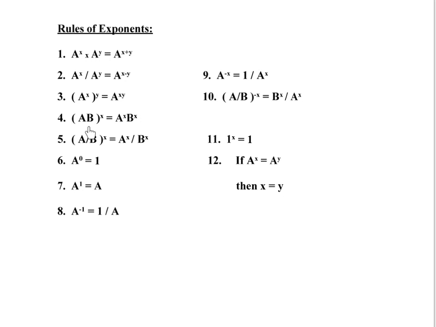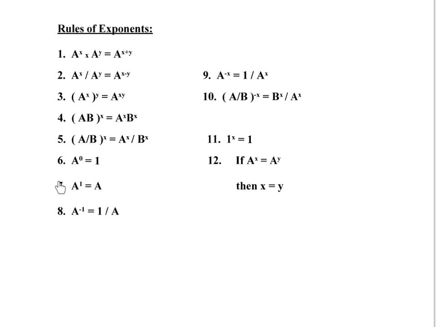Certainly if you raise a product, if you multiply two things and raise that product to the power, you're raising each of the factors to the power. Same thing with a fraction. If you raise a fraction to a power, you're raising both the numerator and the denominator to the power. You know these basic rules. Any number to the 0 power is 1. The exception to that, of course, is 0.